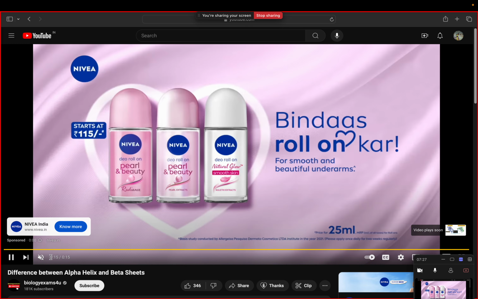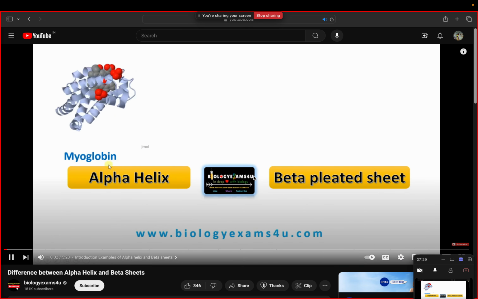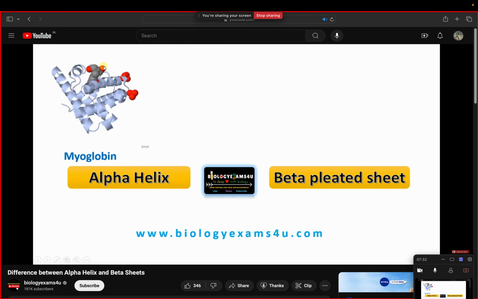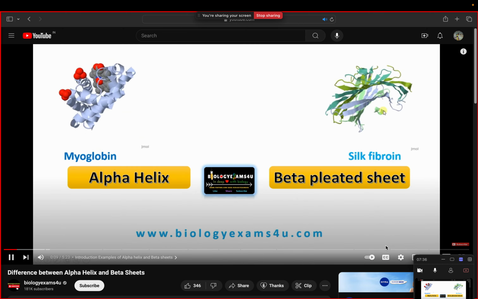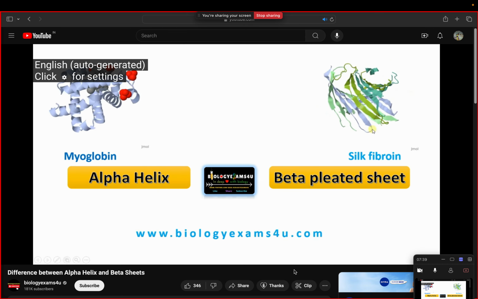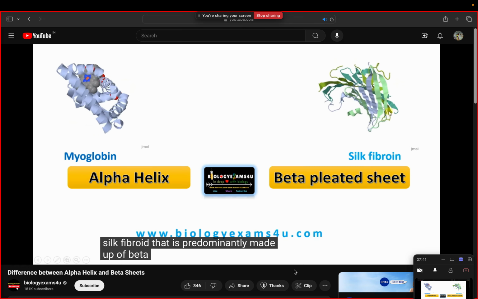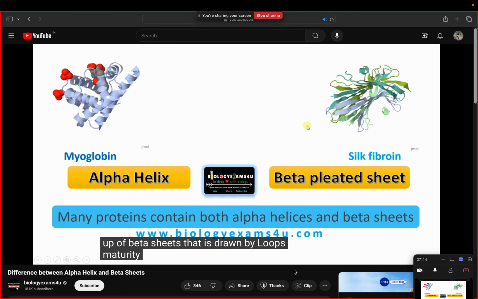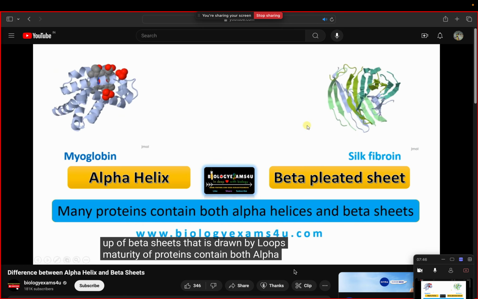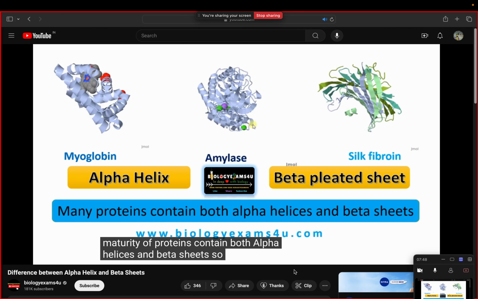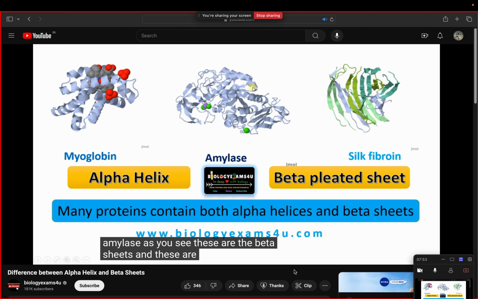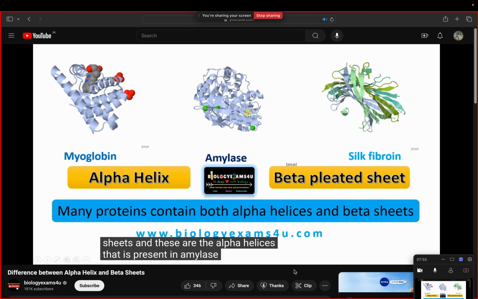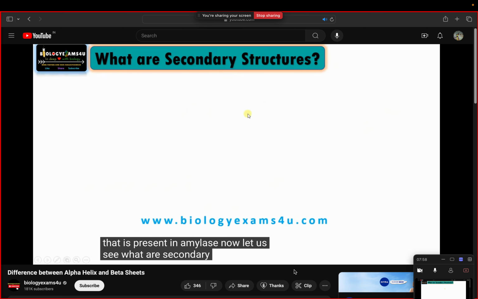This is a very brief overview, let's begin with some examples. This is myoglobin. This protein, as you see, is made up of 8 alpha helices. In the case of beta pleated sheet, this is silk fibroin, which is predominantly made up of beta sheets joined by loops. The majority of proteins contain both alpha helices and beta sheets. So this is amylase. As you see, these are the beta sheets and these are the alpha helices present in amylase.